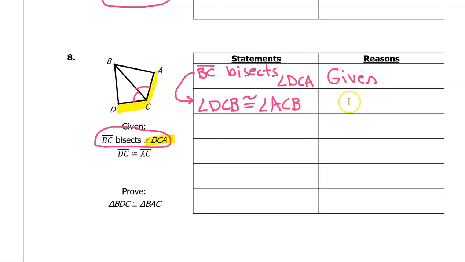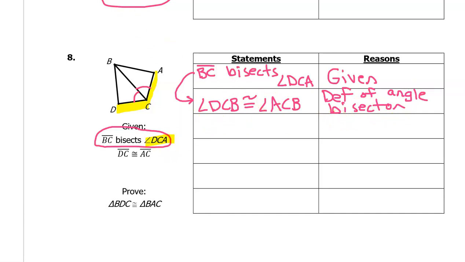What's the reason? When you want the reason that goes here, you can often find a clue in the previous statement, right here. Notice that the key word is bisect. So this is going to be definition of bisector. But actually, there are two different kinds of bisector. There are angle bisectors and there are segment bisectors. Clearly, this is an angle that is being split in half. So we will call it definition of angle bisector.